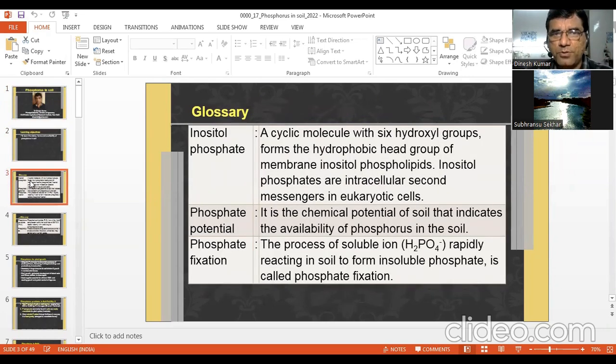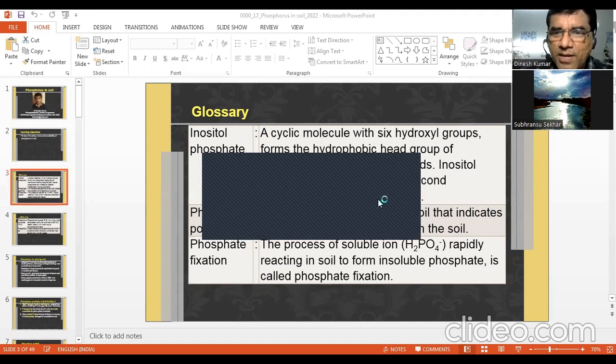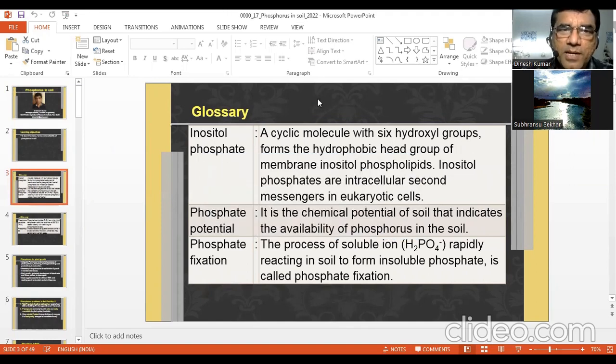Some terminology, dear students: inositol phosphate. This is a very important organic compound in soil. It is also an important compound in seed. When a seed germinates, it uses some energy and some food material, and inositol phosphate is very important for seed germination also. It is also there in organic matter, and out of whatever organic phosphorus is there, roughly 50% is in this form, inositol phosphate.